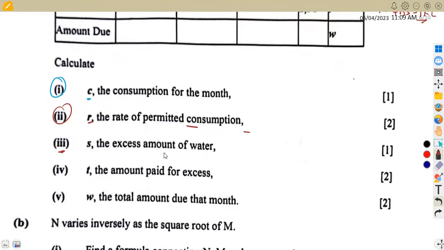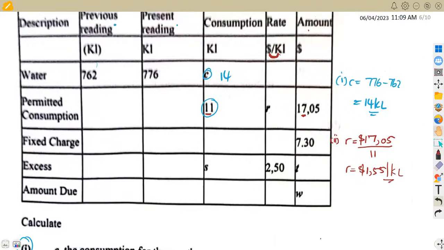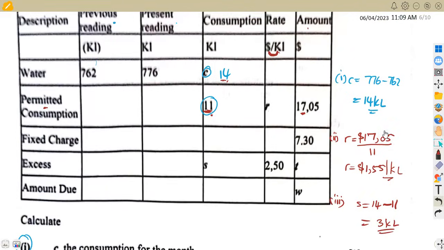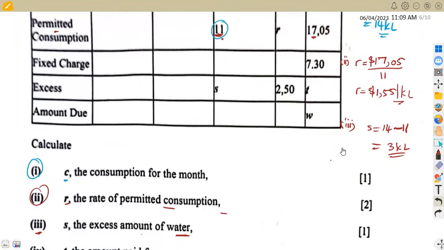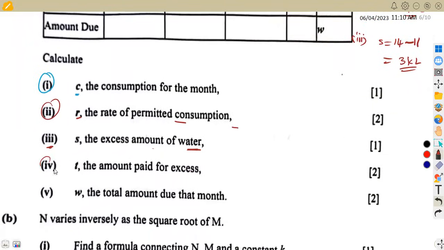Item 3, the excess amount of water. Okay, like I said here, they used 14 kiloliters for this month, but they are permitted to use 11 kiloliters. So the difference is going to be the excess. So our S here being the excess is going to be 14 minus 11. So they used 14 instead of 11, meaning to say they have an excess of 3 kiloliters.